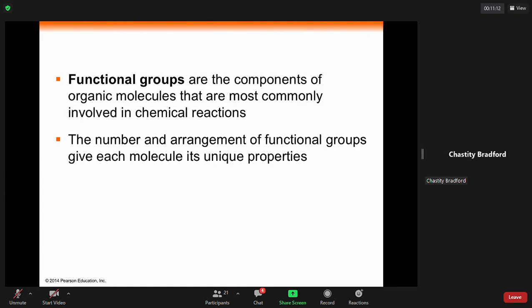Can anybody start naming off these functional groups we talked about? Just a shout out, unmute your mic, just tell me. Name some functional groups. Hydroxyl. Say that again. Hydroxyl group. That's OH. Good. Carbonyl. I don't know if I said it right. Carbonyl. That's fine. 2. Let's go. Come on. Amino. 3.